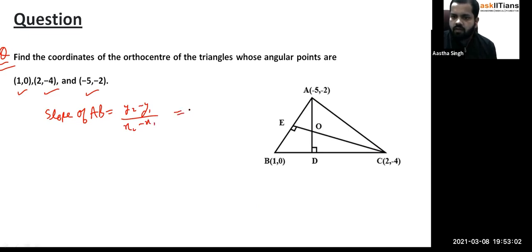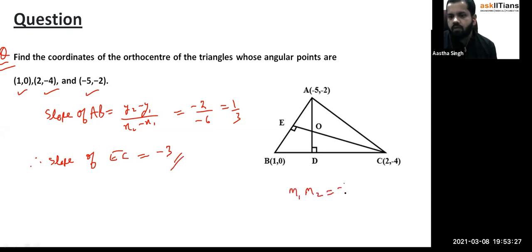So y2 minus y1 over x2 minus x1, that is minus 5 minus 1 over minus 6. So it is basically 1 upon 3. Therefore, the slope of EC will be equal to minus 3. Why, guys? Because M1 times M2 is equal to minus 1. What M1 is? M1 is 1 upon 3. What M2 is? The required one. So M2 will be minus 3.